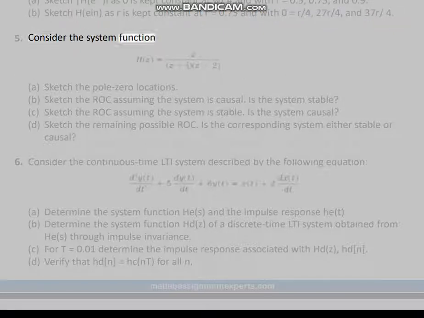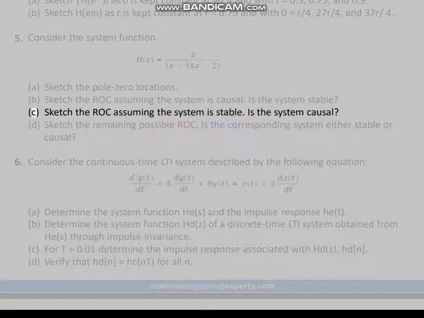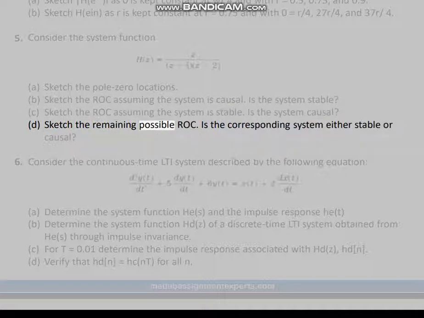Consider the system function. A. Sketch the pole-zero locations. B. Sketch the ROC assuming the system is causal. Is the system stable? C. Sketch the ROC assuming the system is stable. Is the system causal? D. Sketch the remaining possible ROC. Is the corresponding system either stable or causal?